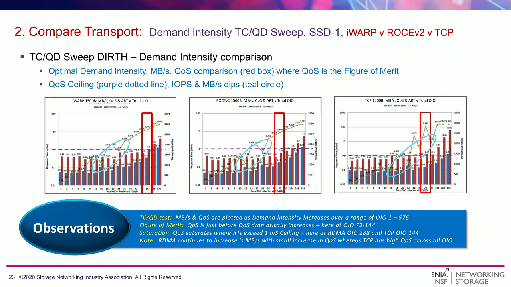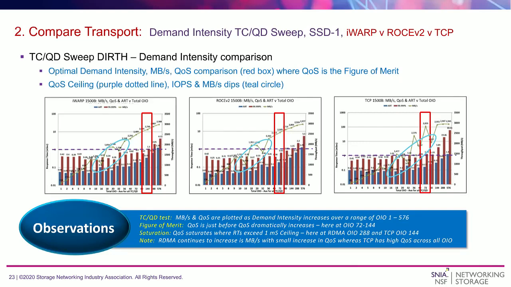As you turn up the demand intensity from 1 to 576, the average response time and the quality of service, the blue and red bars, increase, but they generally stay below the purple line until a point where you saturate the drive, and now the response times exceed that response time ceiling. For most applications, IOPs and megabytes per second are easy. Response times are hard. If you don't get your request within your response time limit, you get a dropped value, and it's a lost record.